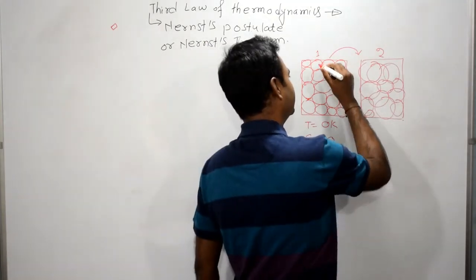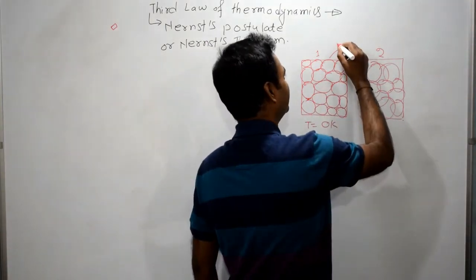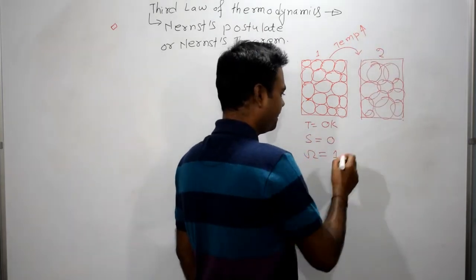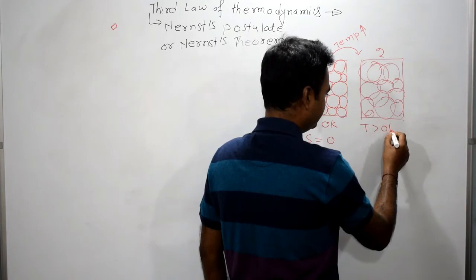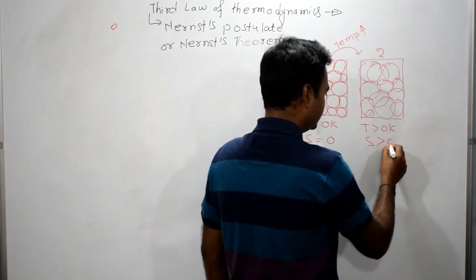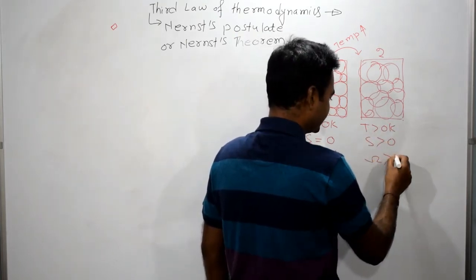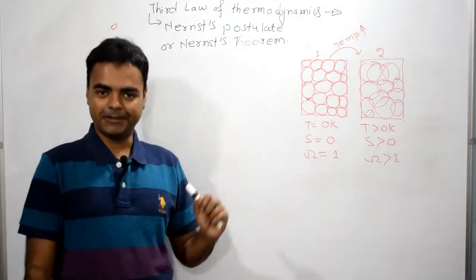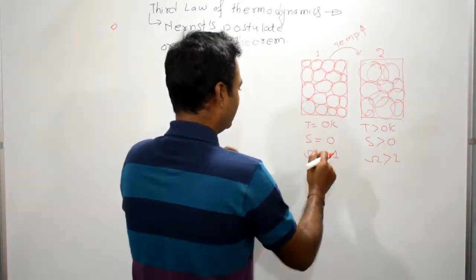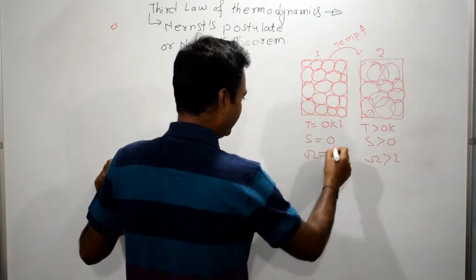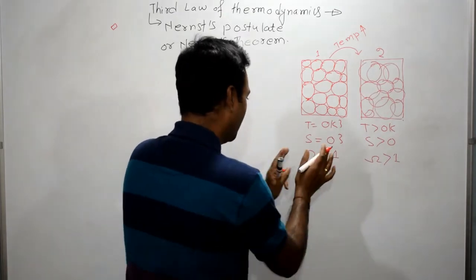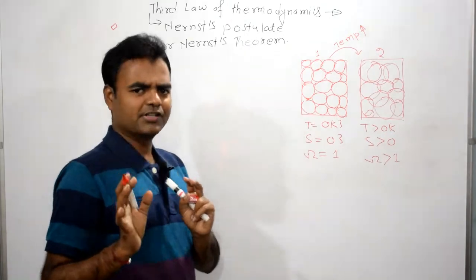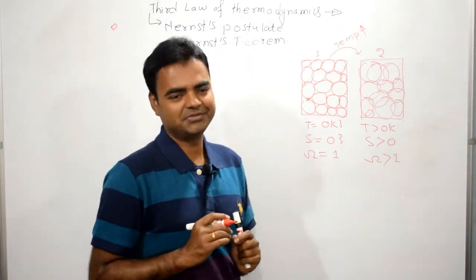Now whenever the crystal's temperature is increasing, if the temperature goes more than 0 Kelvin, then entropy will be more than 0, and then omega is greater than 1. Things are changing. So as I told you, at absolute 0 the entropy is equal to 0. How is it happening? Let me tell you. And when will it happen? Is it possible practically? Even that I will tell you.